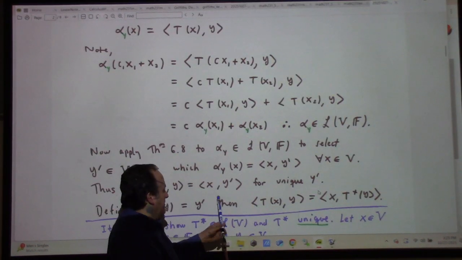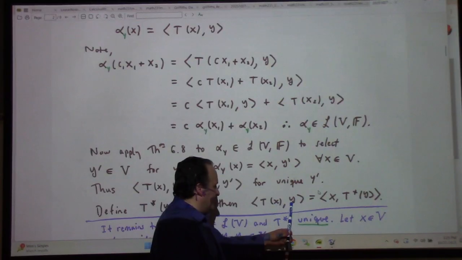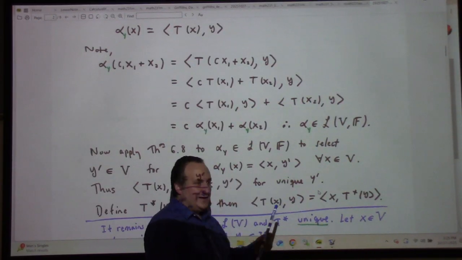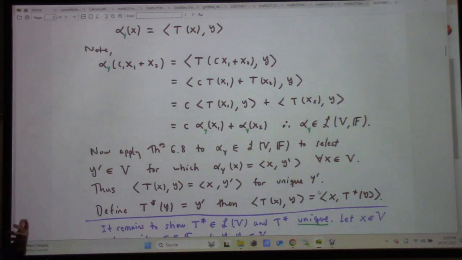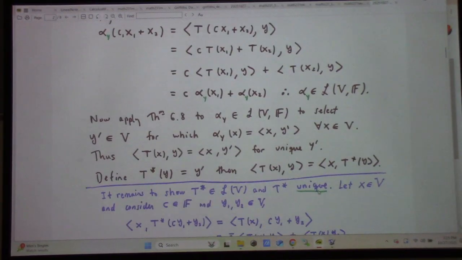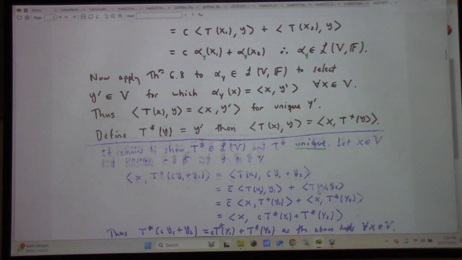But it is true, with this setup, that the inner product of T of x with y is the inner product of x with T star y, yay. That's the condition that we needed. Now it remains to show that T star so defined, I mean it's a function, great, using the theorem and the construction here, but is it linear and is it unique?